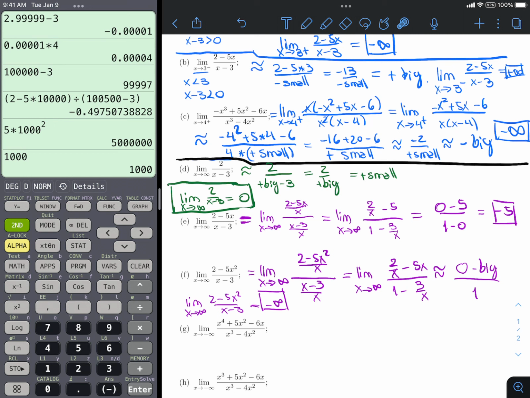That just always happens when the power of the top is bigger than the power at the bottom and x is approaching plus infinity, and then you just have to check the sign. Because this is negative and this is positive, the answer is going to be negative.